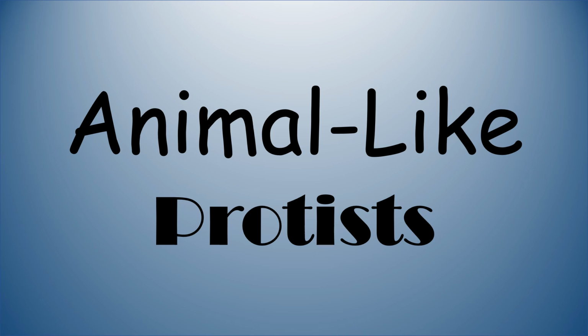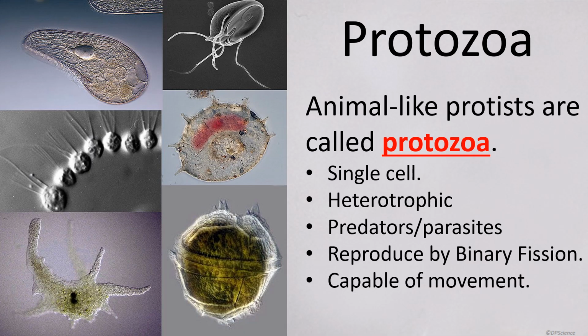And at the very top, it says animal-like protists, and they are called protozoans. Protozoa are the animal-like protists, and they are called protozoa or protozoans. They have some characteristics that count for every one of them.